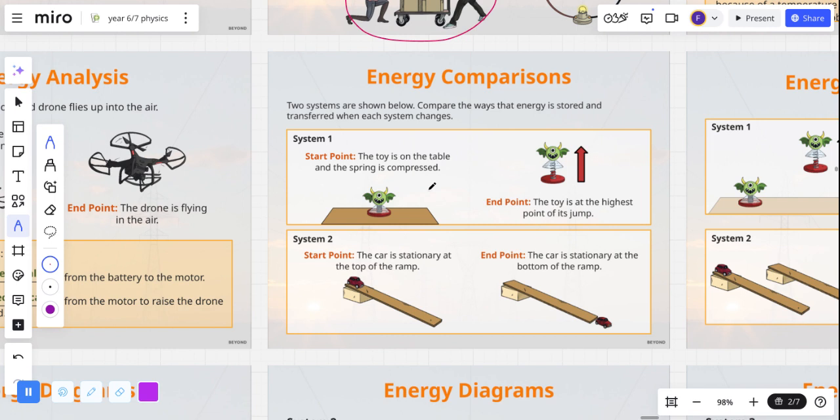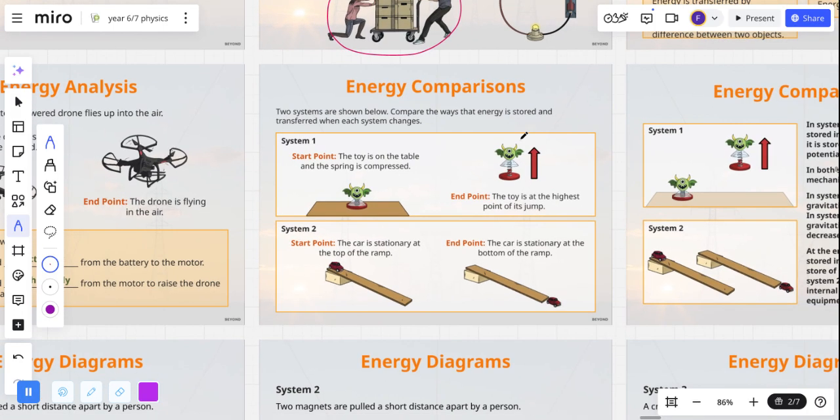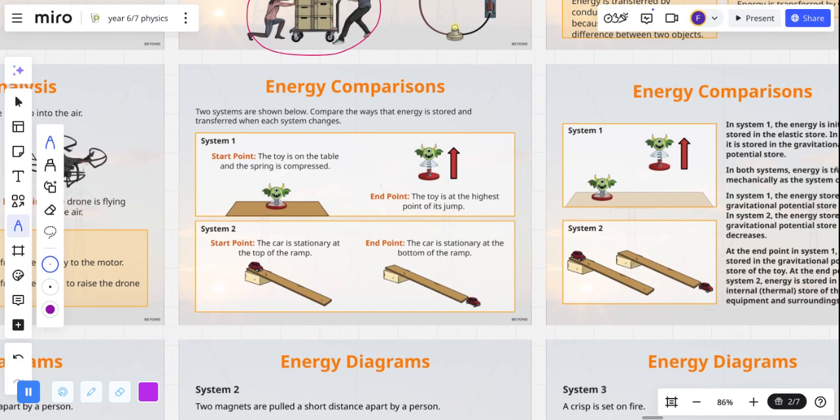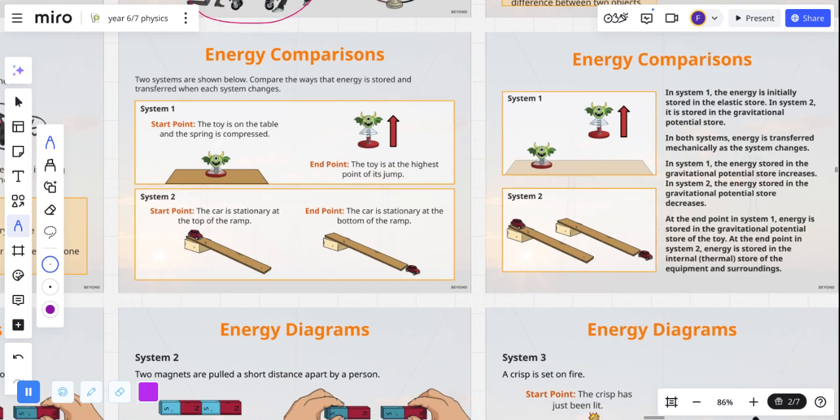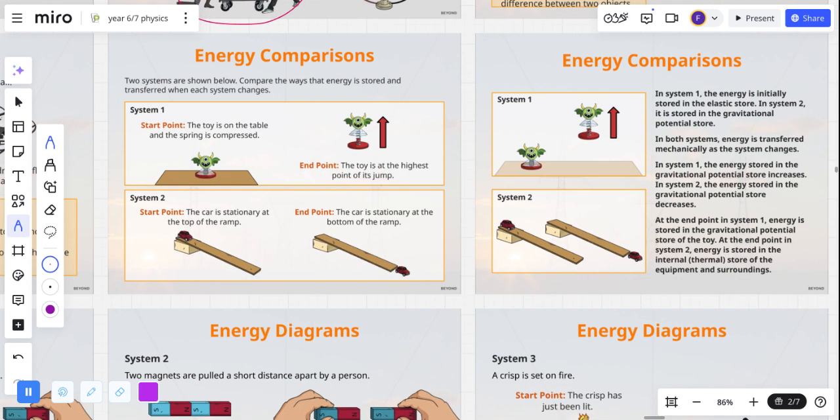All right, now if we look at this, and you'll see the worksheet on this, this is a little springy toy. When you push it down, it's got lots of elastic potential when it is compressed. When you let it go, it bounces upwards. So its elastic potential energy goes down, its gravitational potential energy goes up. Its transfer pathway is mechanical.